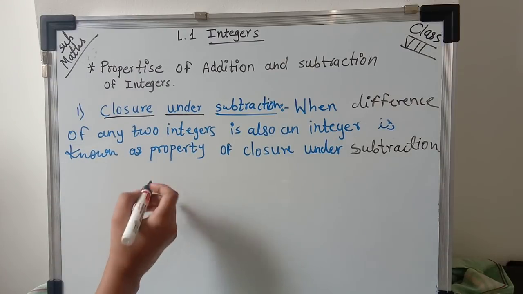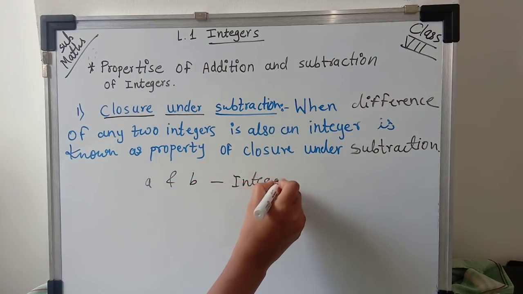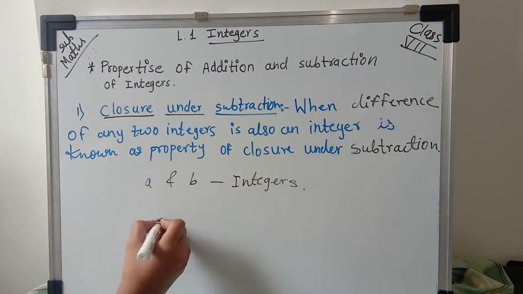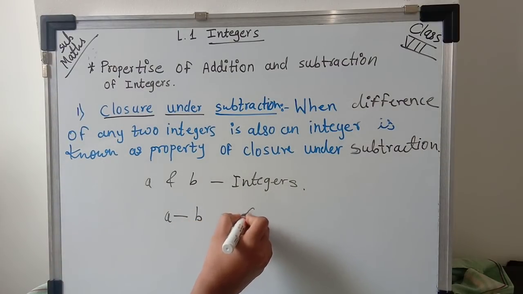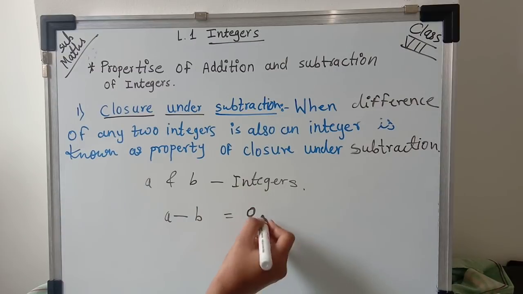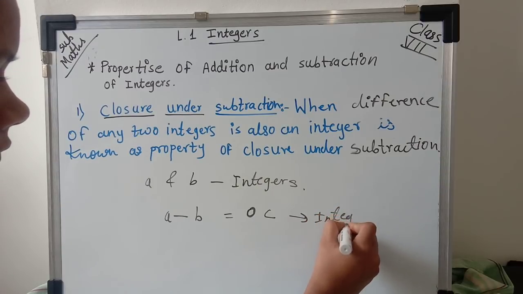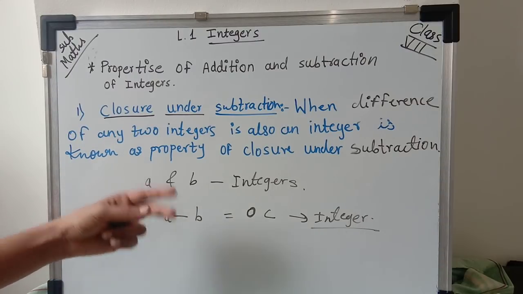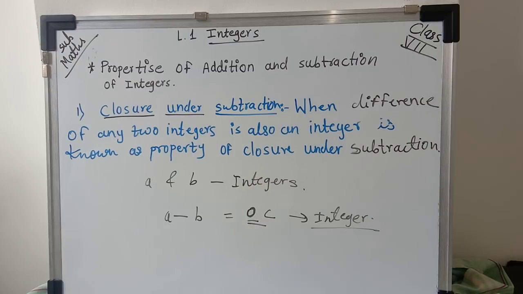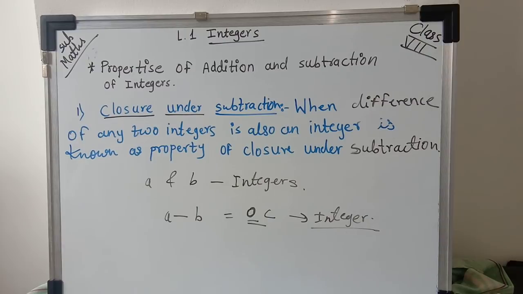Suppose we take the same example, a and b both are integers. If we subtract them, a minus b is equal to, say, c, that is also an integer. So when we subtract any two integers, whatever difference comes is also an integer. That property is known as closure under subtraction, or we can say the integers are closed under subtraction.